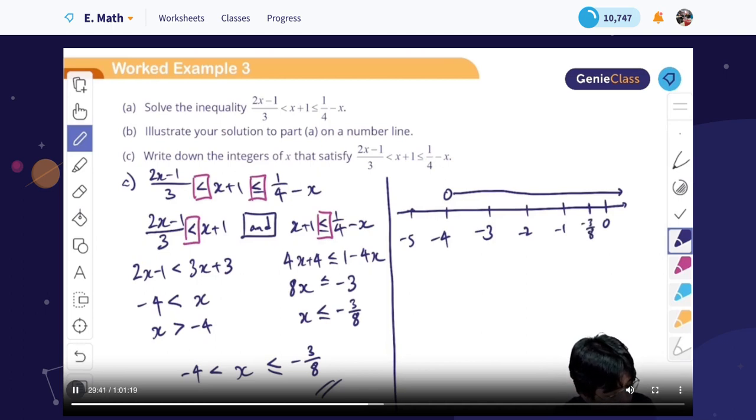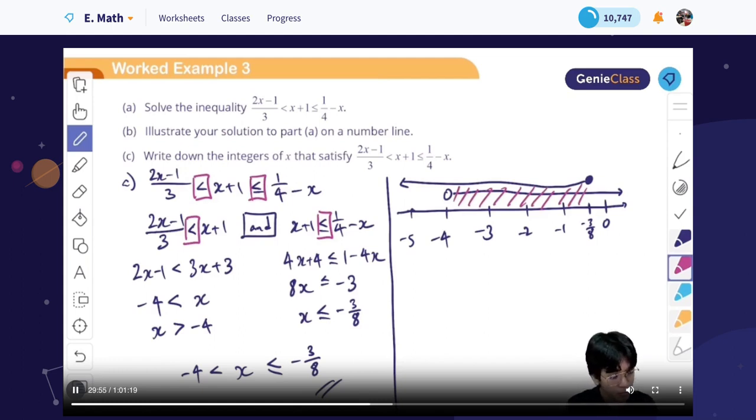I will draw a black circle and it's less than, okay? So that means the shaded region is your answer. Okay? Now, part C. This was part B. Part C. Write down the integers of x that satisfy this inequality here.